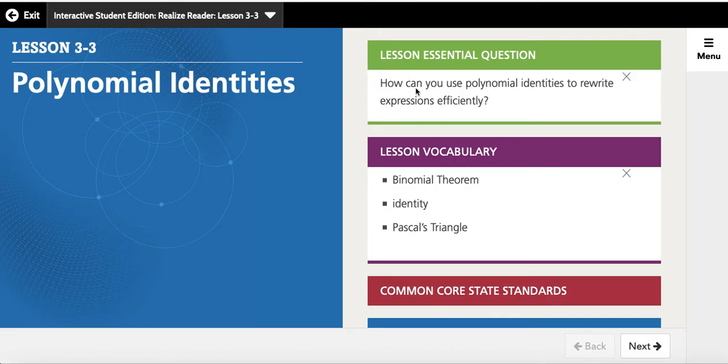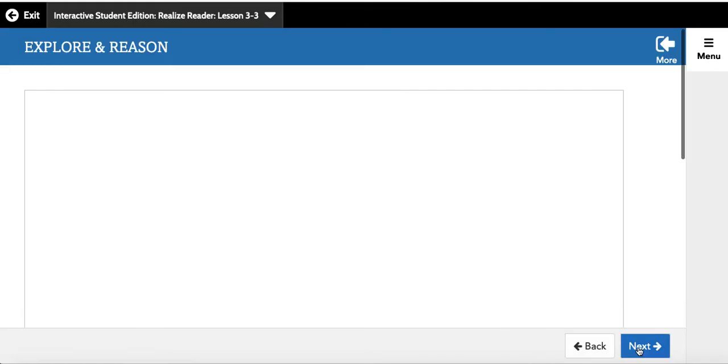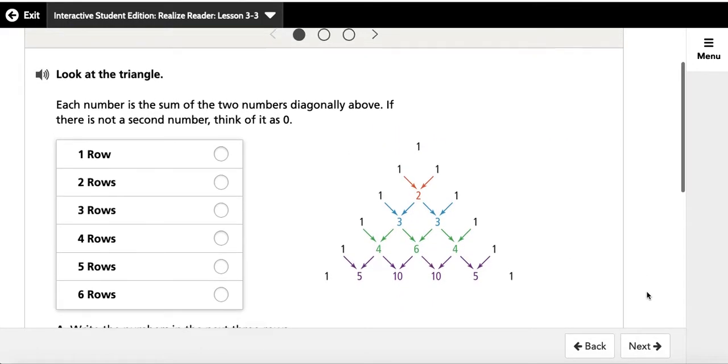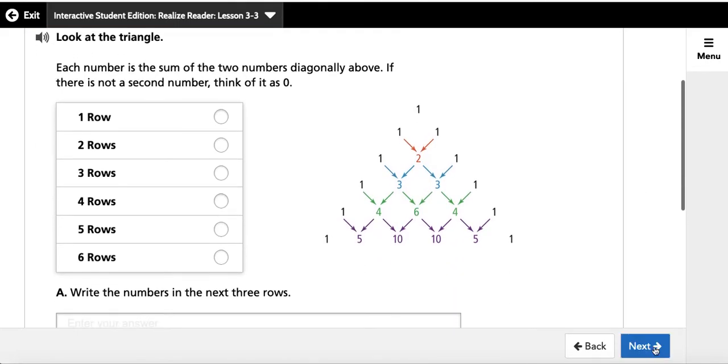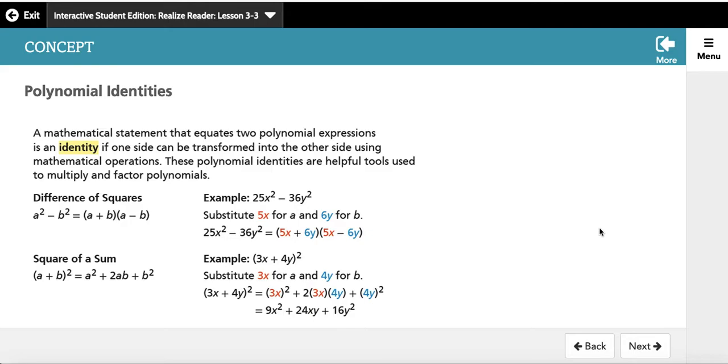In this section, we're going to see how we can use polynomial identities to rewrite expressions efficiently. Vocab: binomial theorem, identity, and Pascal's triangle. In the end, you're going to be able to prove and use polynomial identities. It'll kind of be a shortcut if you can see the pattern. There's an activity on Pascal's triangle that maybe your teacher did or will do with you. I'm going to go right to the examples.